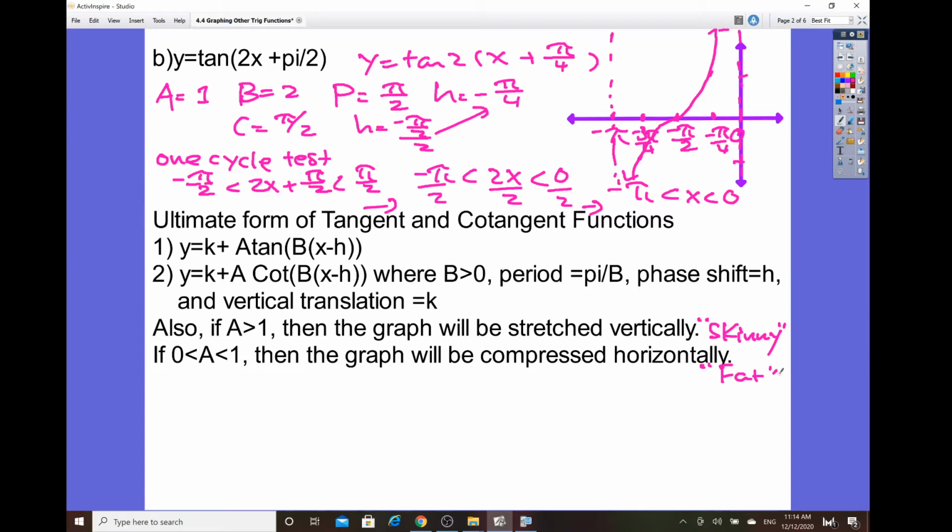Okay, so we'll take a look at the example in a minute. Again, the structure is very important. Things I need to find out: the scalar, the value b, the horizontal phase shift, and the vertical translation.